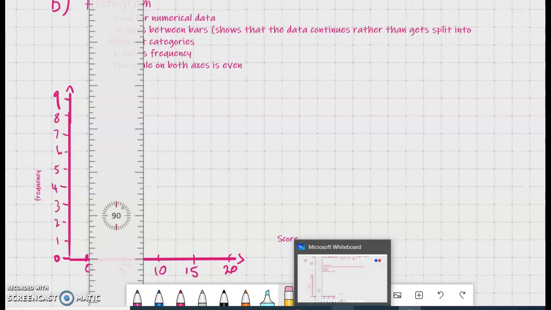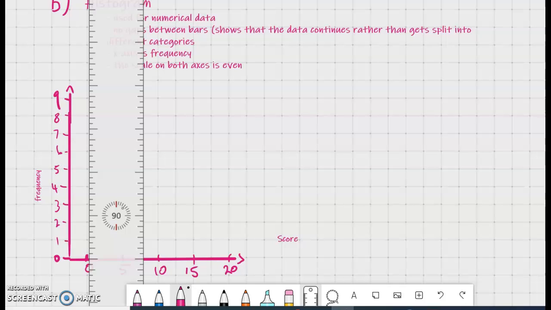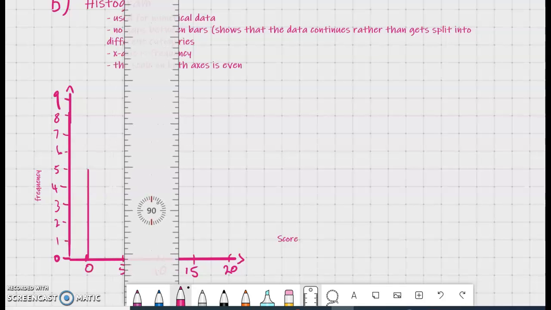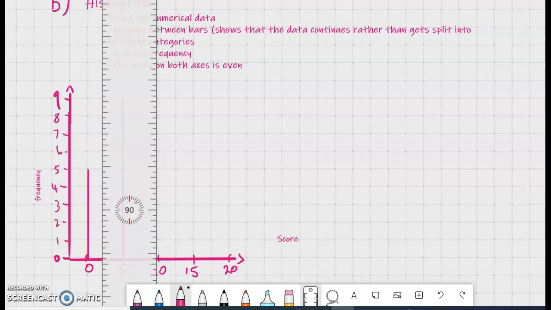Time to add my data. Now the first group interval was 0 to 5, and it was 5 teams that got that score. So I'm going to get a pen and draw a line to show that. The second group, which started at 5, went right up to 9. So there's my pen for that. Now that was the tallest group. So I'm going to finish off that bar over here.